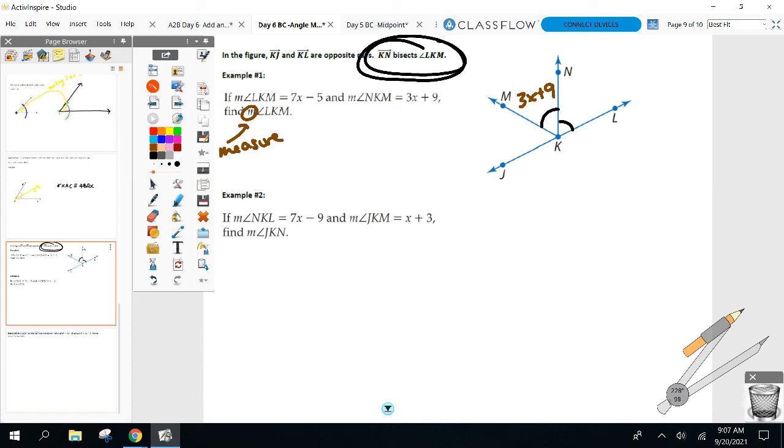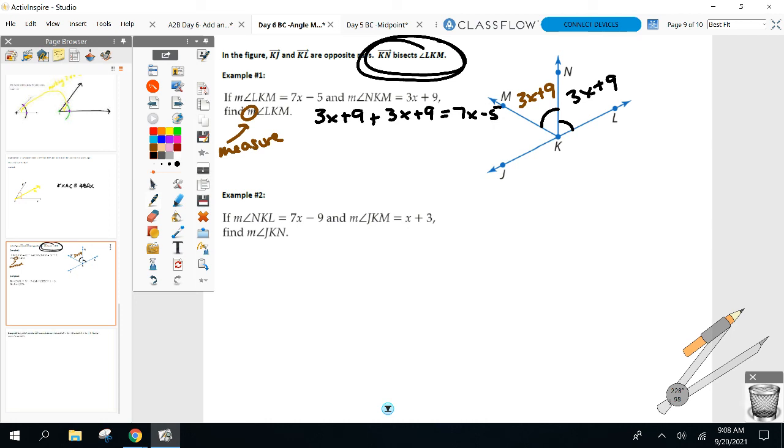Guys, what did you just put at the beginning of the problem? You put arc marks, didn't you? Well, if MKN is 3x plus 9, it's congruent to NKL. How can I label NKL? With what as well? 3x plus 9. They're equal. So I can also put 3x plus 9 right here. What do those two angles add up to? MKL, which the problem told me was 7x minus 5. So I could say 3x plus 9 plus 3x plus 9, those two congruent angles add up to 7x minus 5.